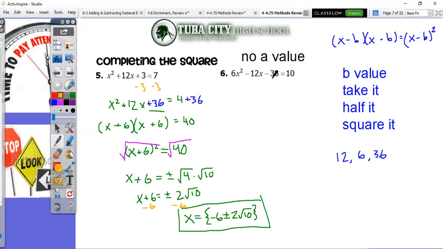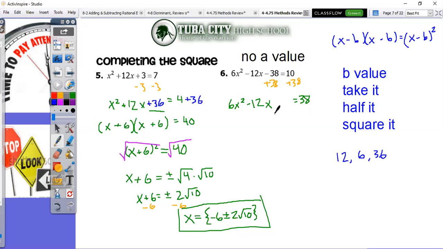All right, so I'm going to get this 38 out of here. So I'm going to add 38 to both sides. 6x squared minus 12x and leave a space equals 38.